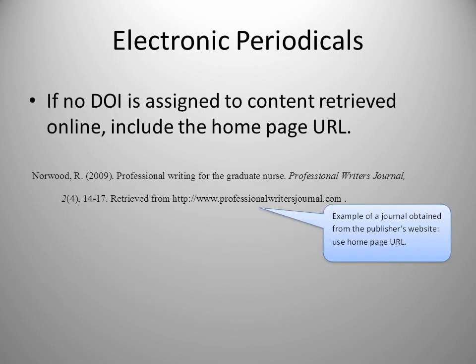If we don't have the DOI, then we need to put in the home page URL, because we have to have a way to get these articles. If you have the DOI, it's very easy to just type that DOI in and get that article. If not, we need to know how to get to it. So we'll put the author, the date, the name of the article, the name of the journal, the volume, the issue, the page numbers, and then you say retrieved from, and then you put in the URL.